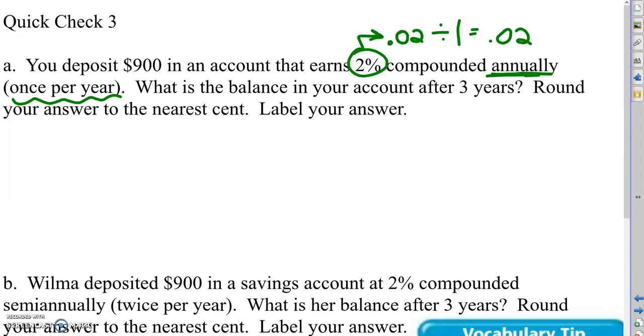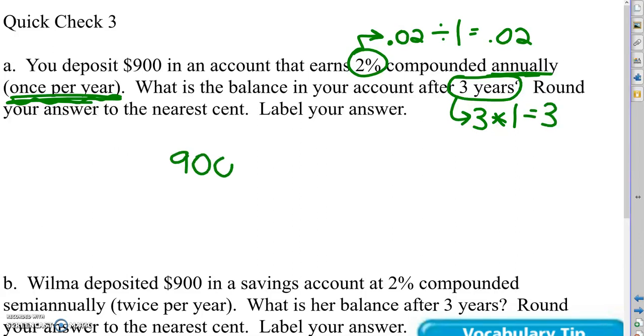The other thing we have to do is find out how many years we left our money in the bank. 3 years. We wrote a little note to ourselves. We've got to take our number of years and multiply it by our number of payments each year. Hey, that's once a year. Multiply it by 1, we get 3. Now we're ready to set this up.